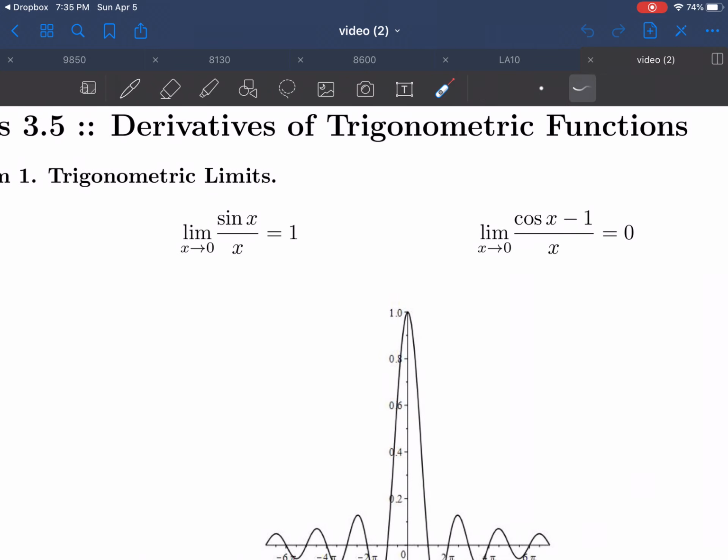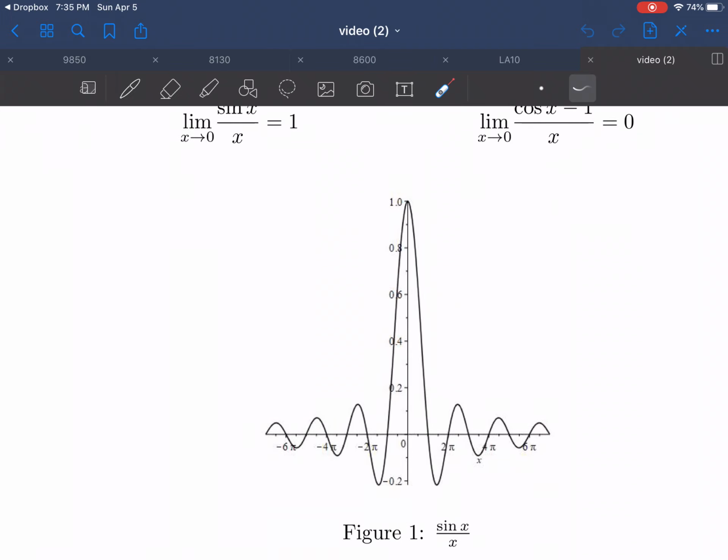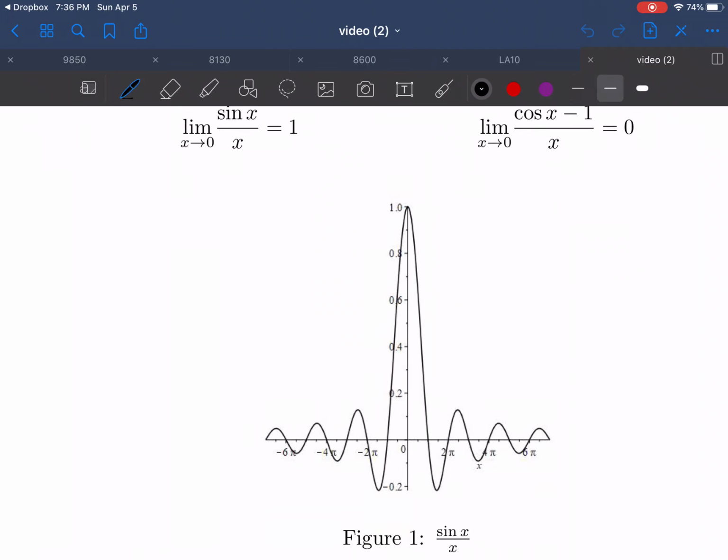So we've got the limit as x approaches 0 of sine x over x, and that's going to be equal to 1. We can see that if we look at this graph of sine x over x: as x approaches 0 from either side, your function is approaching 1.